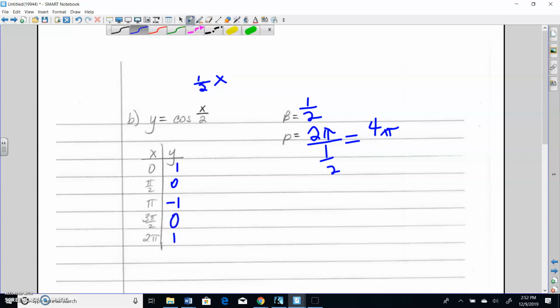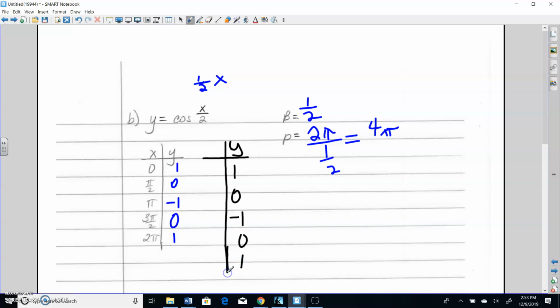And we're going to do a new t-chart, but remember our y doesn't change. So we have 1, 0, -1, 0, and 1. X changes. So the original function or base function y equals cosine x, the period is 2 pi. We want it to be 4 pi. So what do I have to take 2 pi times to get 4 pi? So I'm going to take all of my x's times 2.